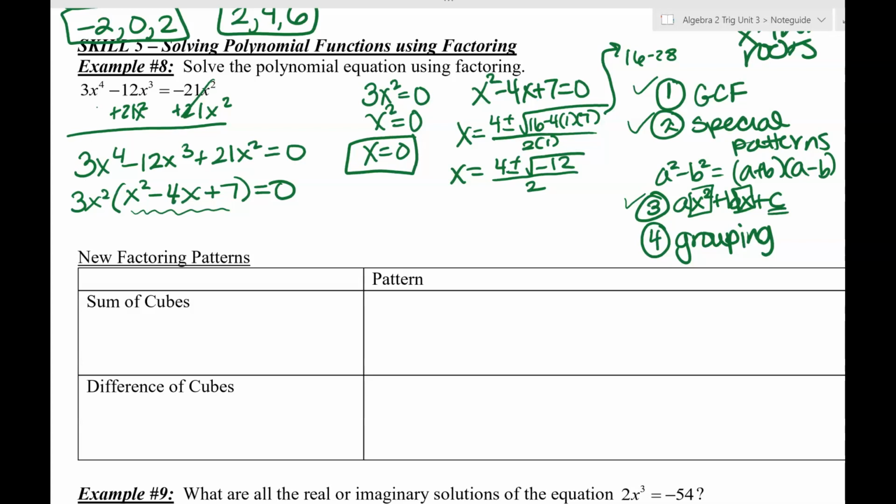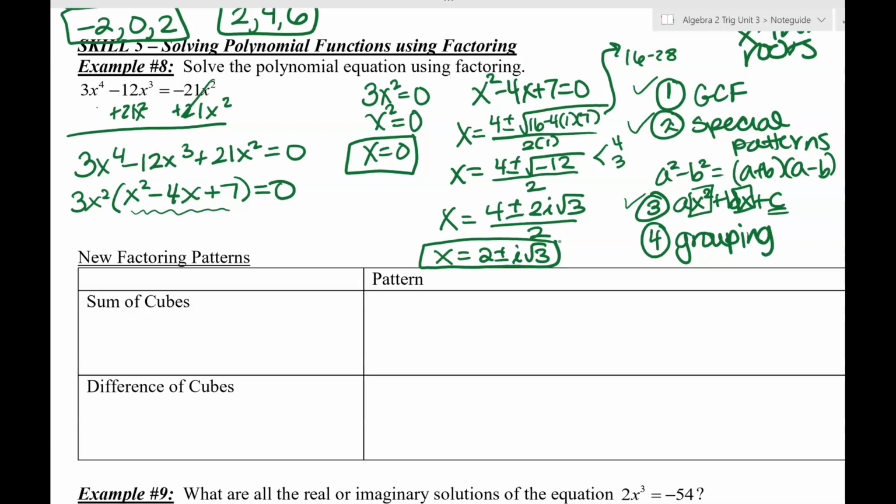As I continue to simplify, when I break down the square root of 12, I would normally think about it as 4 times 3. So then I'm going to have 4 plus or minus 2i radical 3 over 2, and that simplifies to be 2 plus or minus i radical 3. So I have 3 solutions here, 2 that are complex and 1 that's a real number.